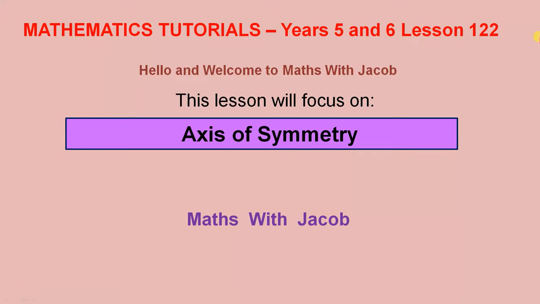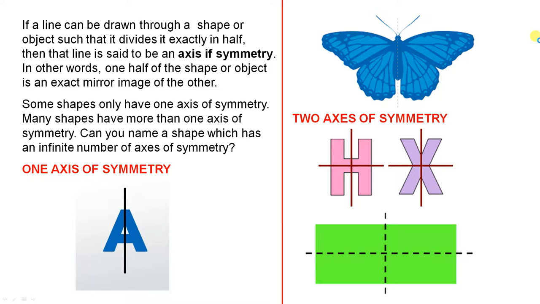This lesson will focus on axis of symmetry. If a line can be drawn through a shape or object such that it divides it exactly in half, then that line is said to be an axis of symmetry. In other words, one half of the shape or object is an exact mirror image of the other.